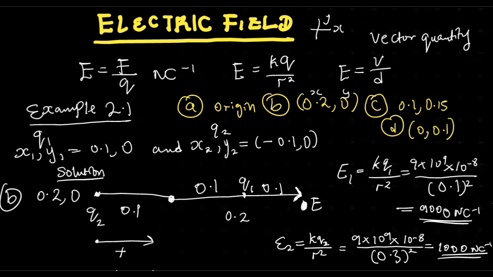So our overall electric field intensity E should be equal to E1 and E2. So that's 9,000 plus 1,000, and that's equal to 10,000 Newton per coulomb. So this is the answer. The answer is 10,000 Newton per coulomb.